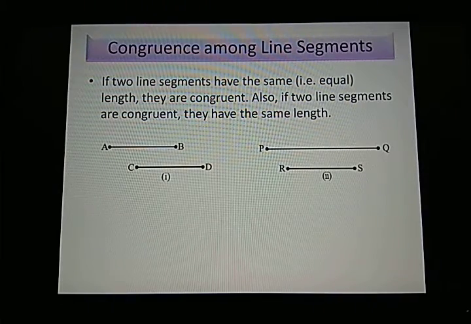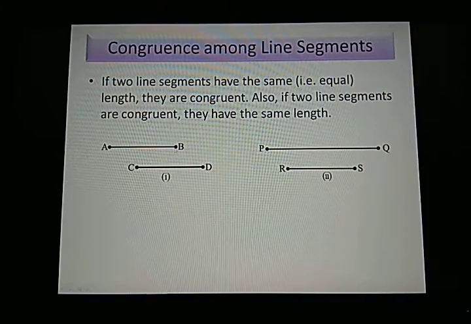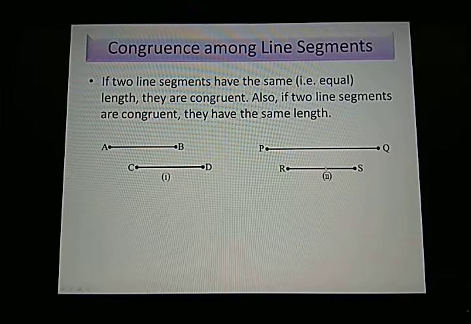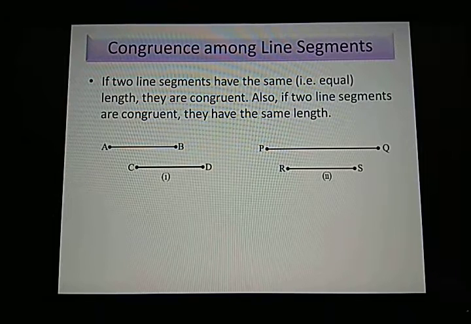Let us understand this from the figure. Say we have two line segments AB and CD. Similarly, we have two other line segments PQ and RS. Now from this figure, can you identify which two line segments are congruent?